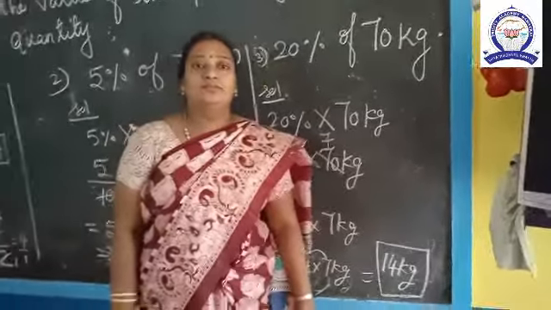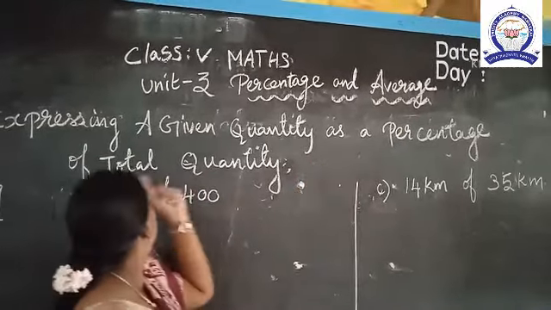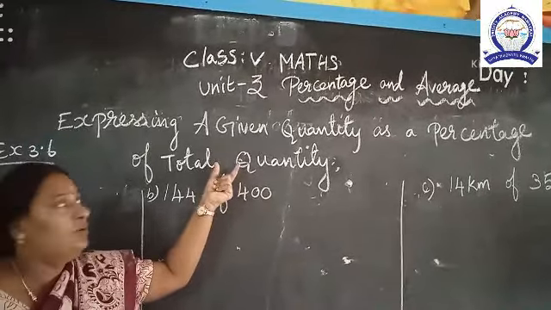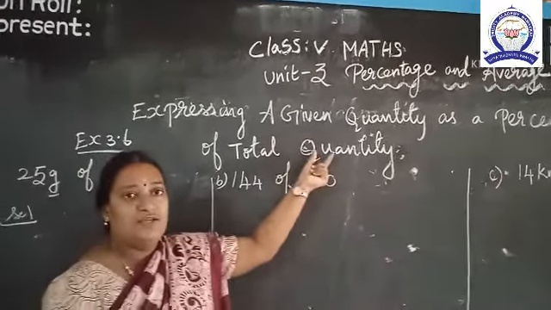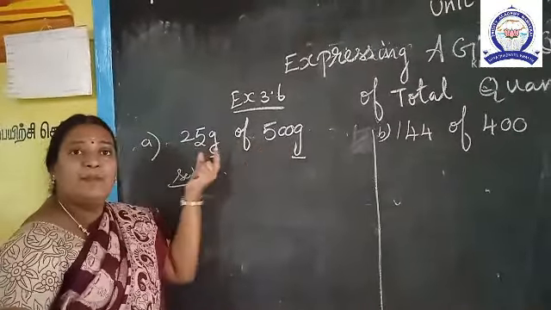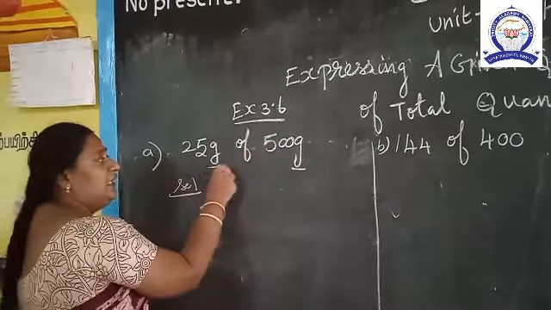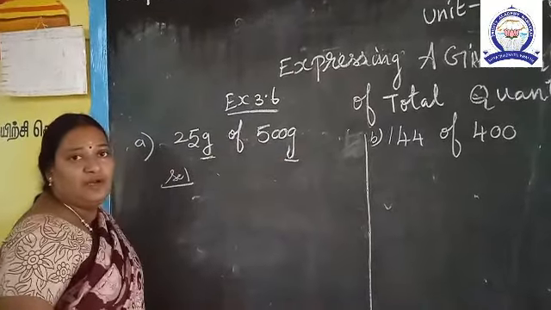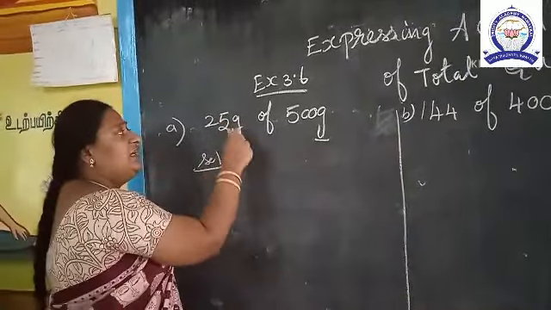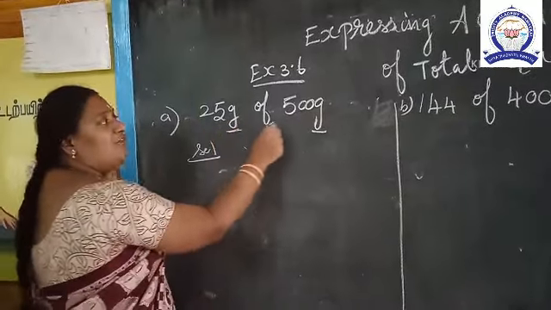Next, expressing a given quantity as a percentage of total quantity. So கொடுத்த quantity percentage கண்டுபிடிக்கணும் of total quantity. Okay, so see the first sum, 25 gram of 500 gram. So what percentage of 25 gram of 500 gram? So இங்கேயும் gram இங்கேயும் gram equal quantity இருக்கணும். Now we are going to find the percentage of 25 gram of 500 gram.